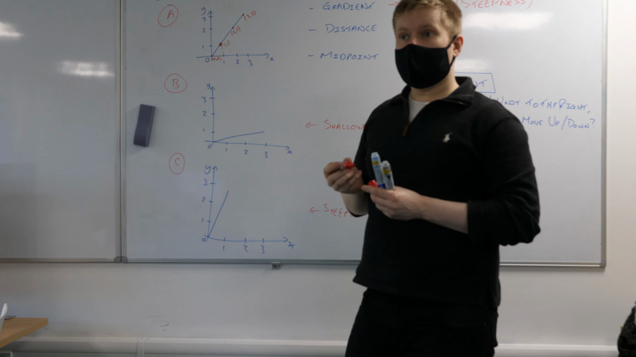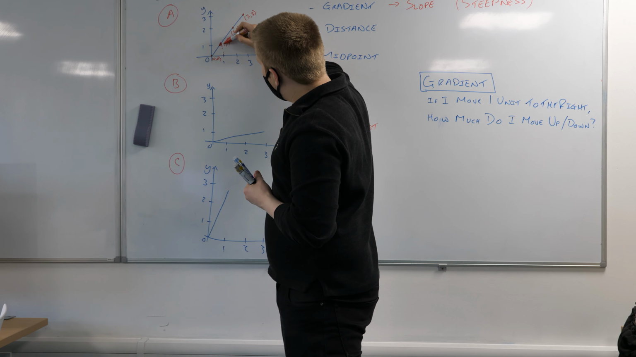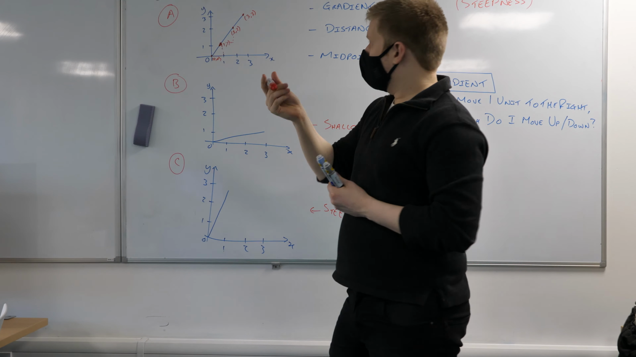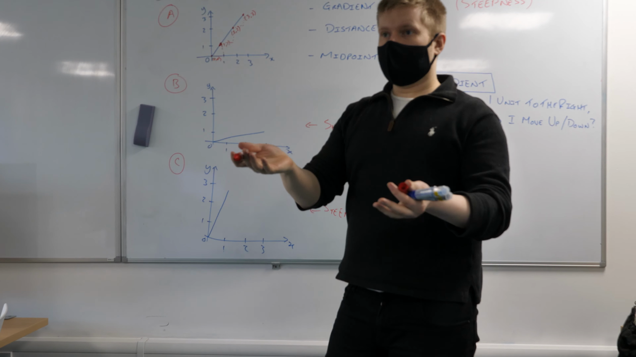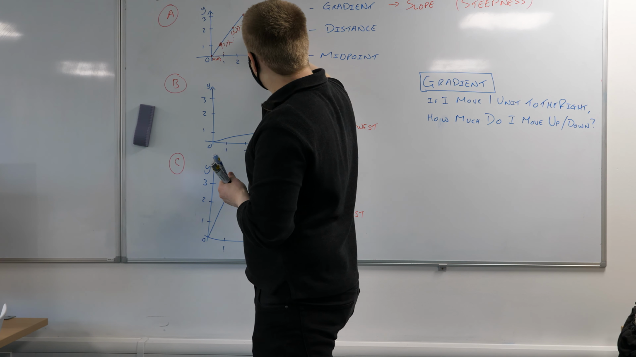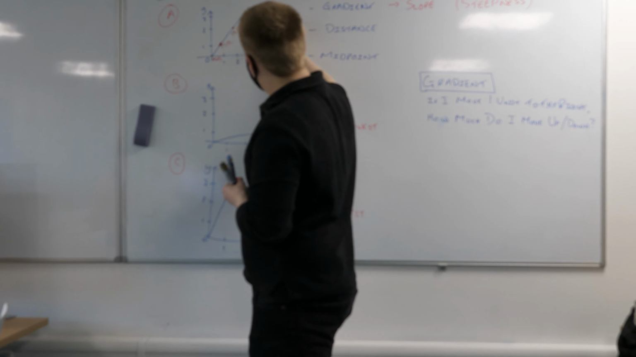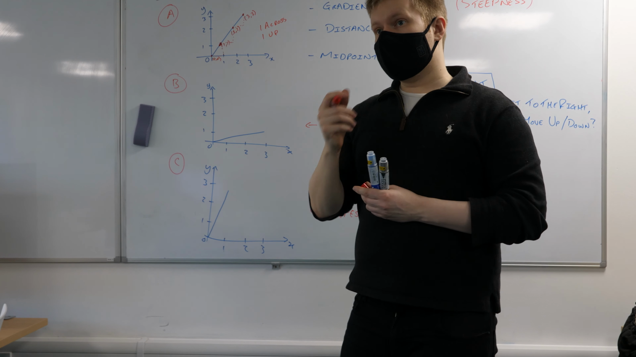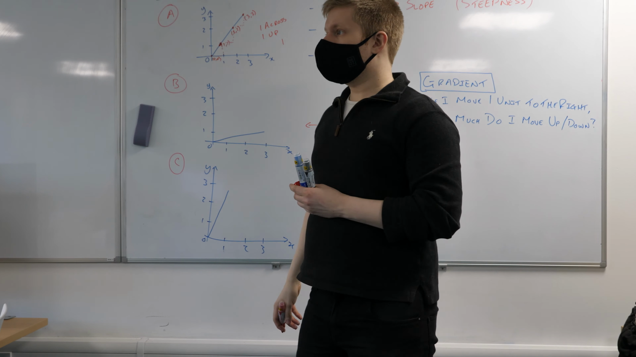1. 1, exactly, okay? And if I do it at another point, for example, this point here, if I move 1 unit across, how many do I move up or down by? 1 again. And if I move 1 unit across, how many do I move up or down by? 1, okay? So in this case, because if I move 1 across, I also move 1 up, okay? The value for my gradient in this case is going to be 1, okay?